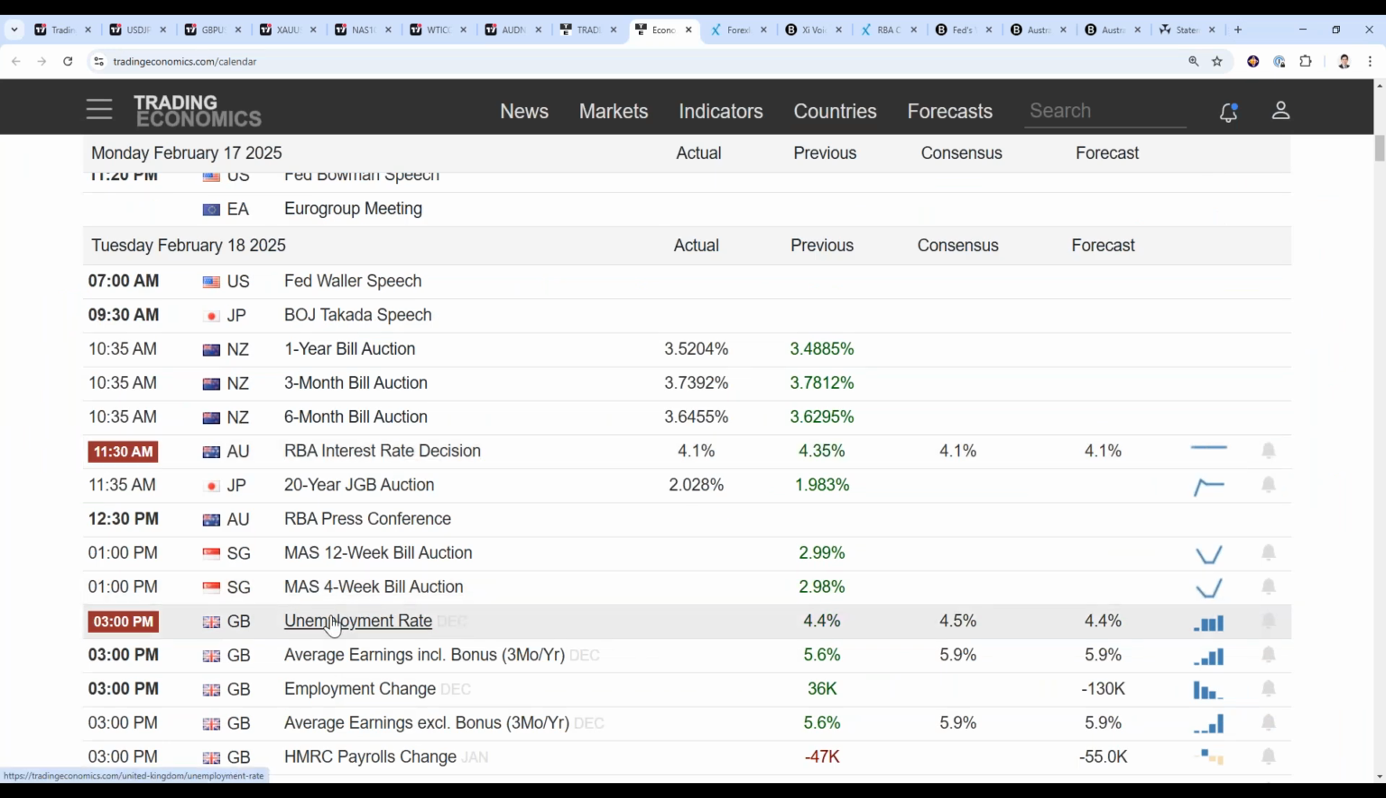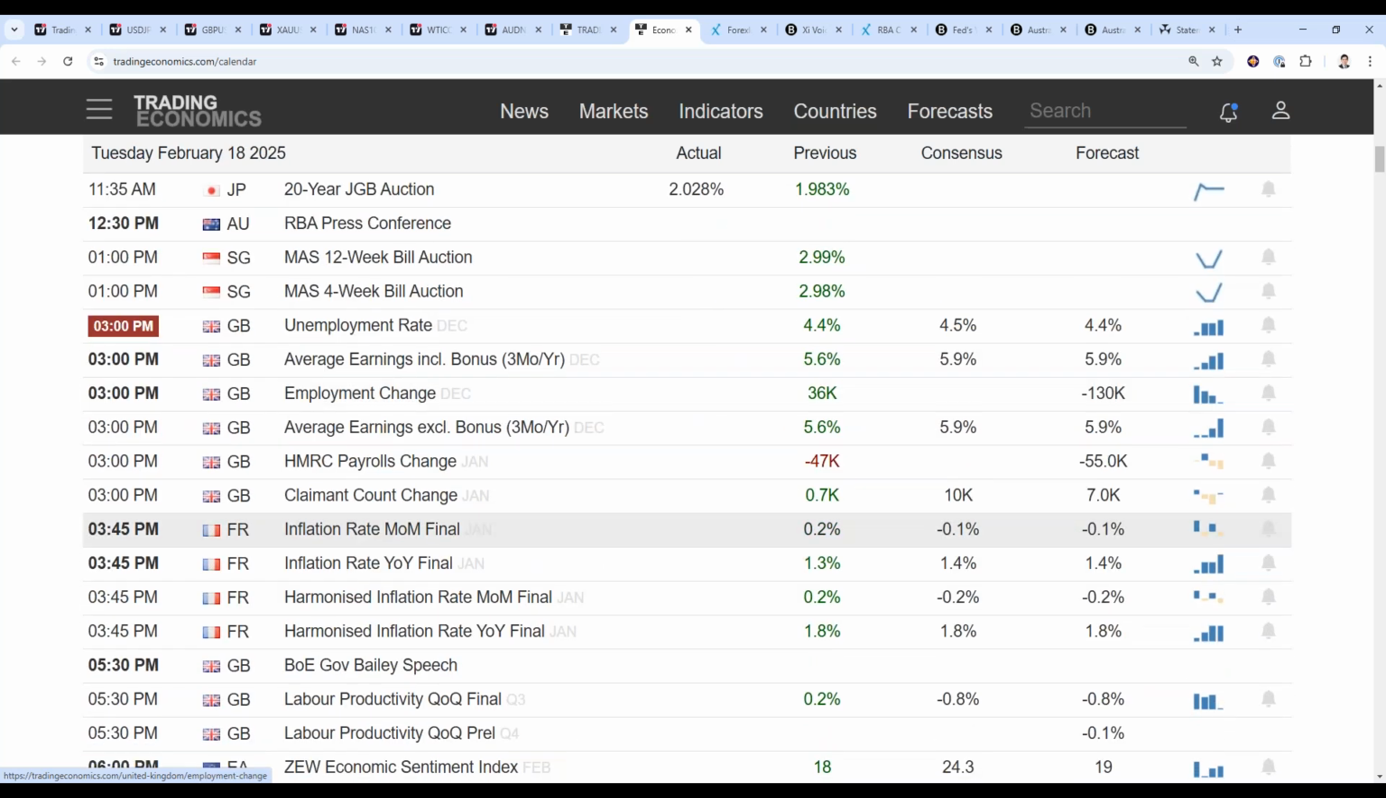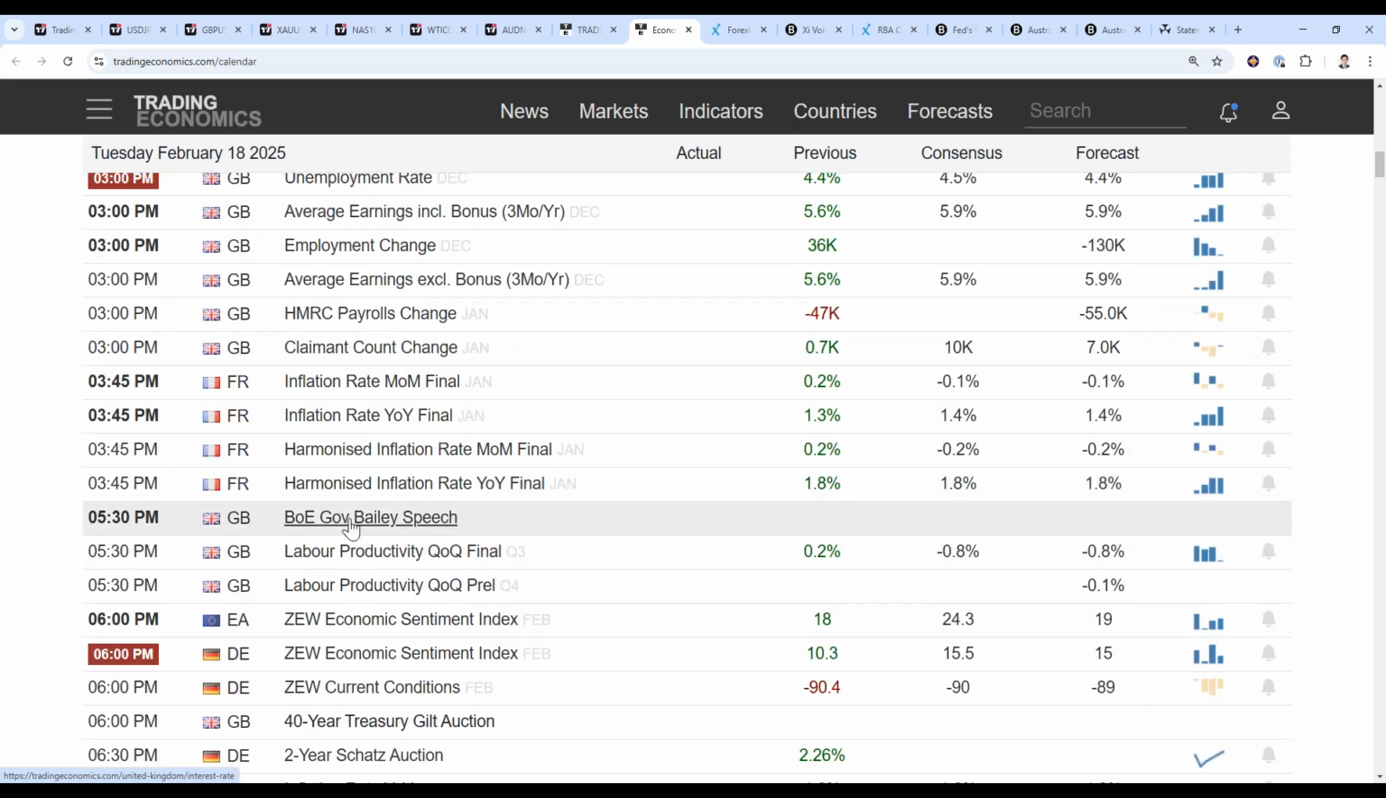Singapore time, that may impact the sterling dollar and the sterling crosses, will be UK job data, the unemployment rate, and the employment change, that both are out at 3 p.m. Singapore time. And thereafter, we have Bank of England Governor Bailey's speech, which will potentially impact the sterling dollar and the sterling crosses as well.